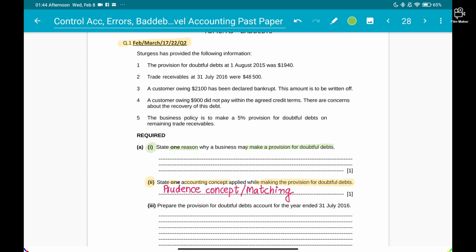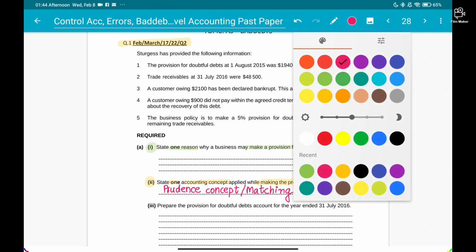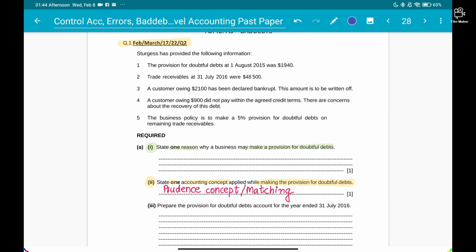The business will definitely make a provision for doubtful debts because they want to represent a true and fair view in the balance sheet. So you will have to avoid the overstatement of the trade receivables balance. You'll avoid the trade receivables or the debtors being overstated in the financial statements, that is, in the statement of financial position. That is why you are going to do the provision for doubtful debts. You don't want the trade receivables being overstated in the statement of financial position.